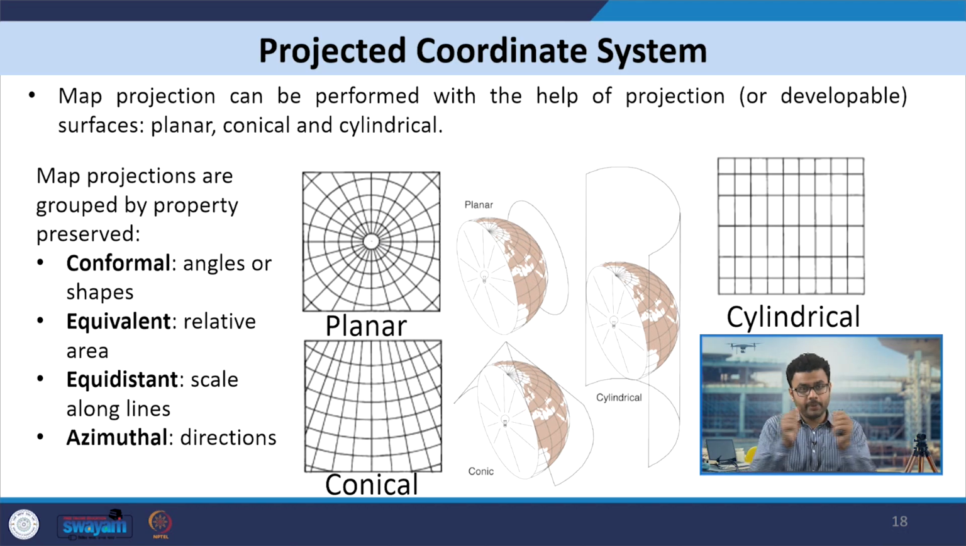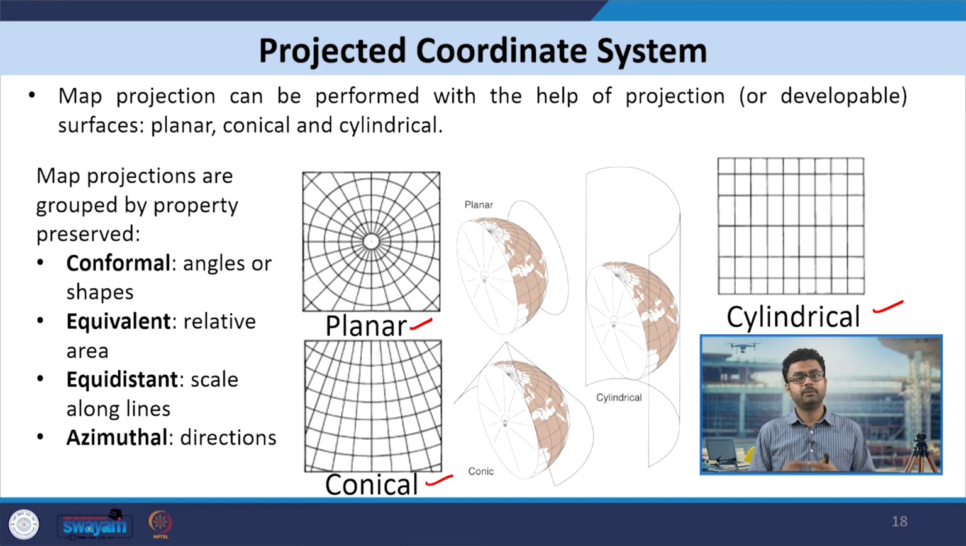And once you open the paper, then the representation of the globe that you will get on that sheet of paper will be the map projection. So we can see examples of how planar, conical and cylindrical projection of the globe and how the grids appear on these projections. Then map projections are grouped by the property that they preserve.